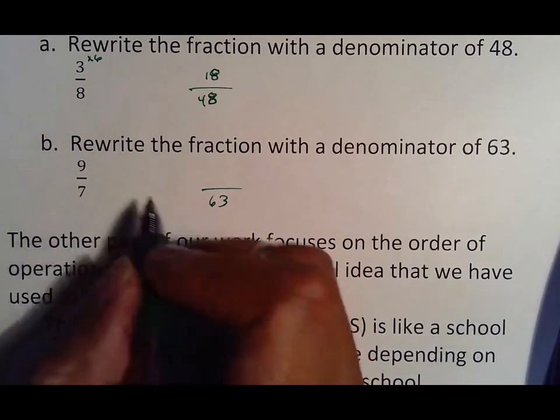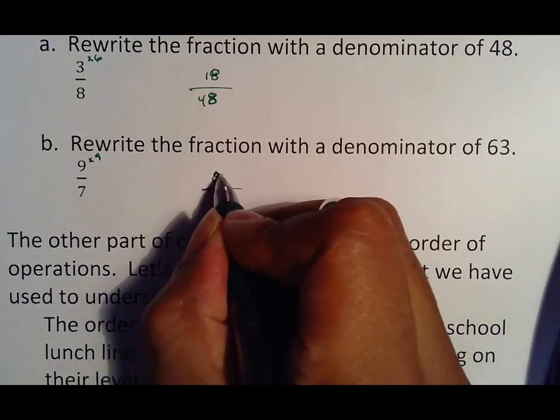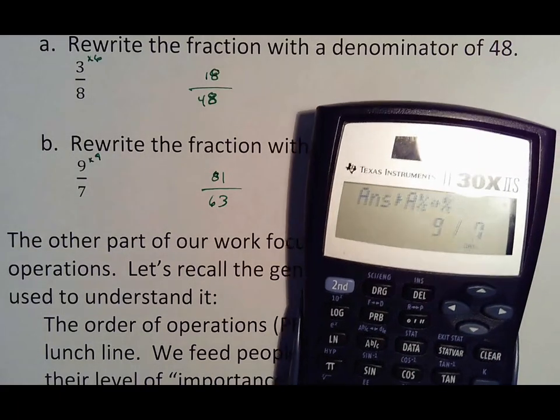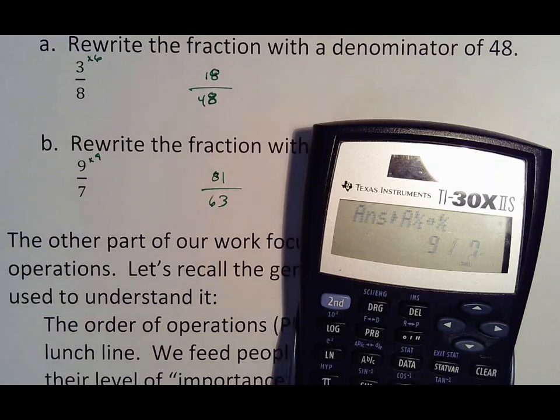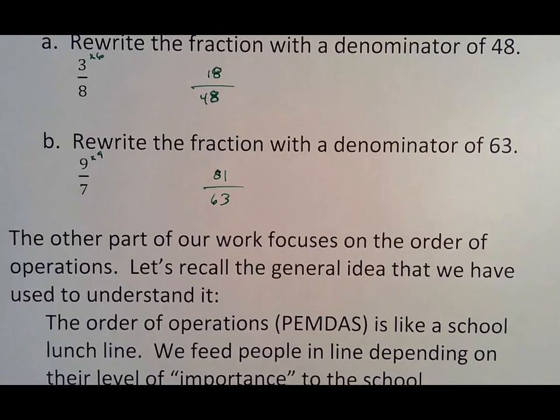That means that I multiplied this by 9, so I'm going to multiply this by 9. And 9 times 9 is 81. 81 over 63 is, that's why I don't like this calculator, 9 over 7 once I converted it. So again, there's your 9/7. It was your original name, and it has 63 on the bottom.